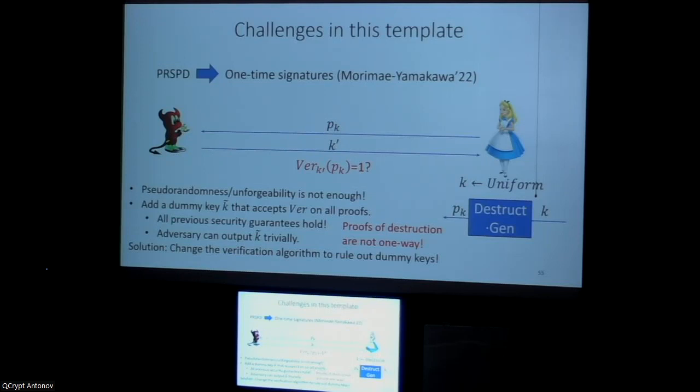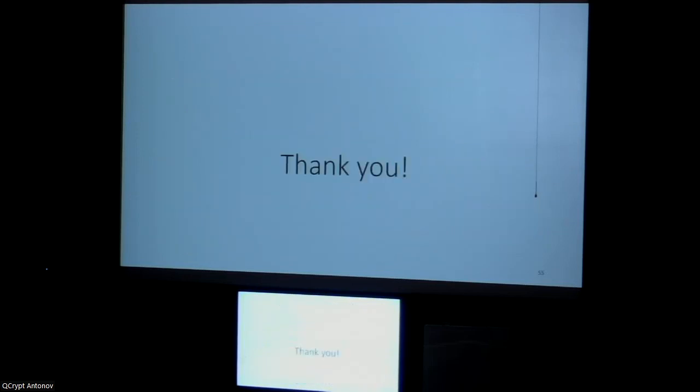The way we fix this is by actually changing the verification algorithm for the signature scheme itself to rule out these anomalies. And yeah, I would like to conclude with that.